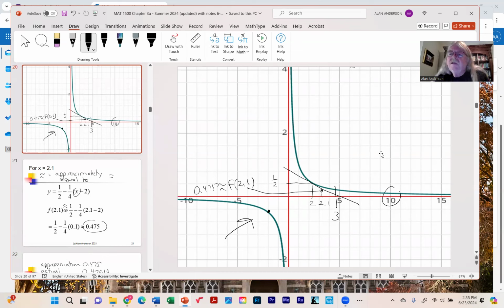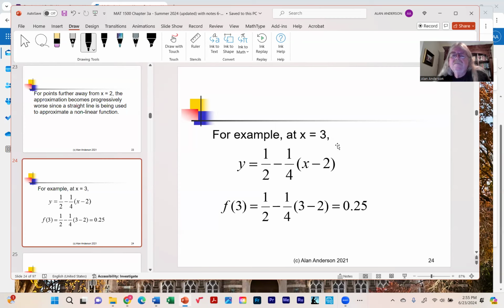You can see 3. I didn't remember having done this. At 3, the value that we're getting on the tangent line is 0.25, but the real value is 0.333. So the error went from 0.00119 to 0.08333. That's a huge increase, like 80 to 1. So it makes a big difference how close you are to the original a.